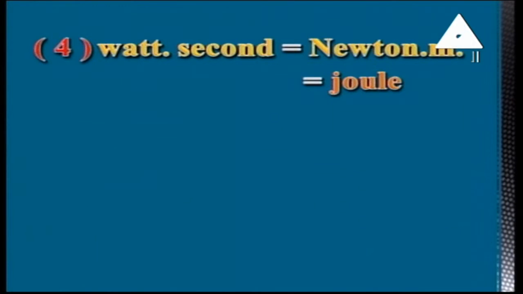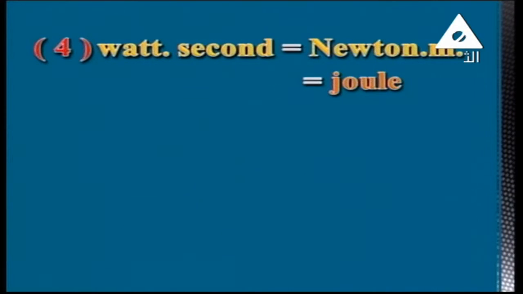Number 4, units. Watt dot second equals Newton dot meter equals joule. We know that joule equals Newton times meter. Also, kinetic energy is measured by watt dot second equals Newton dot meter. Newton dot meter is the work done: Newton is force, meter is displacement, equals joule. This is the unit of work, joule or erg.